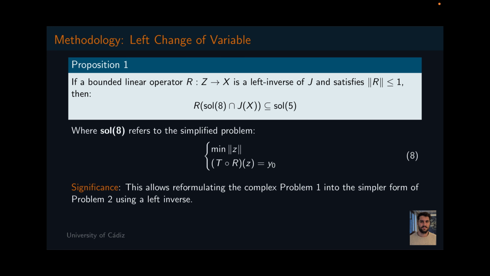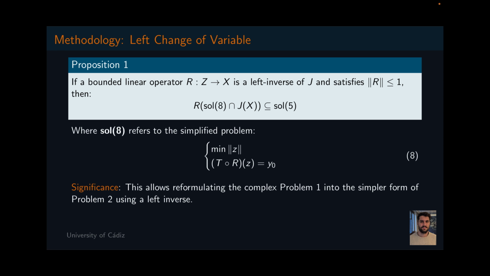Our methodology begins by establishing proposition 1, which serves as the theoretical bridge between our complex and simple optimization problems. The proposition states that if we can find a bounded linear operator R that acts as the left inverse to J, meaning that R composed with J gives the identity operator, and its operator norm is bounded by exactly 1, then we can map the solutions perfectly.